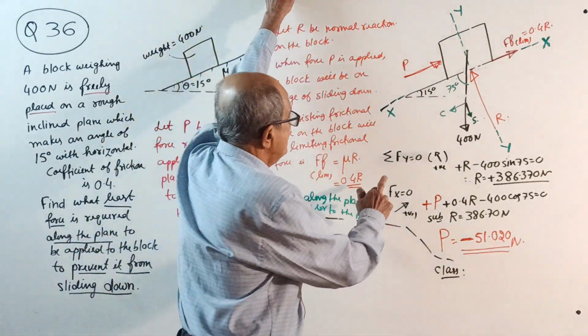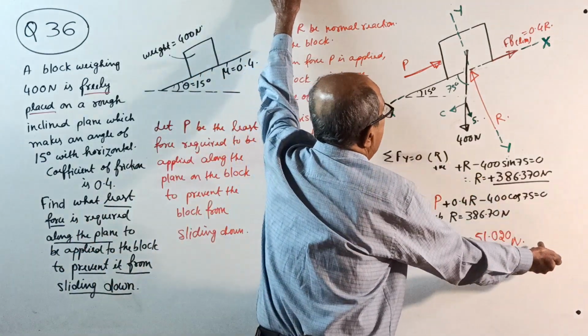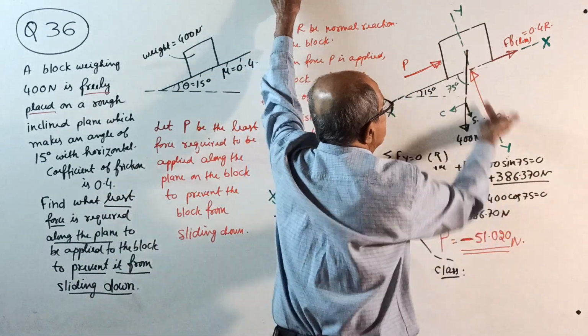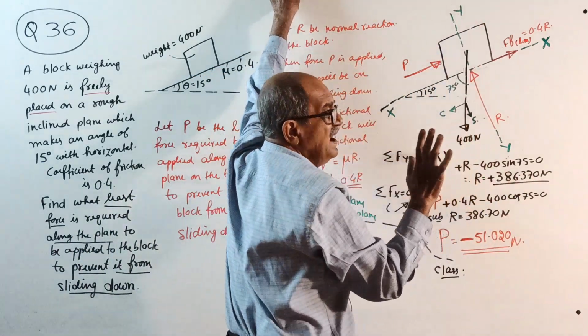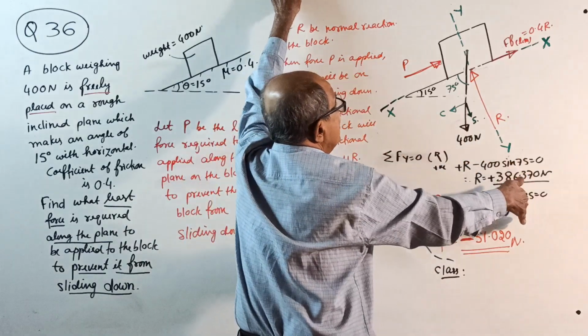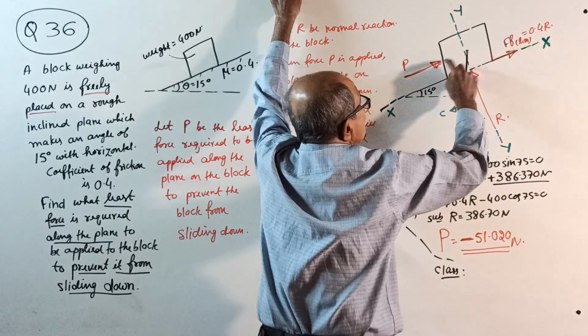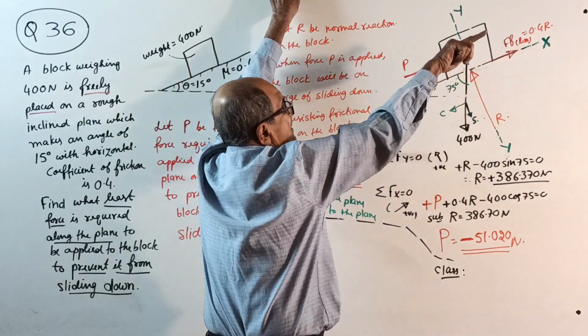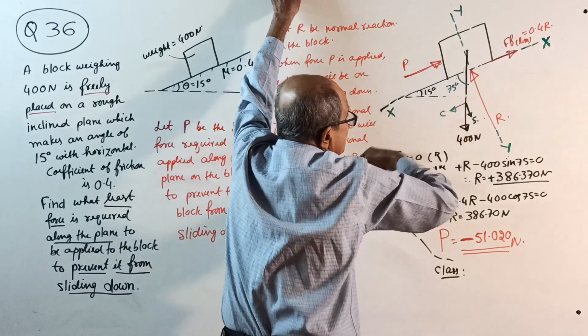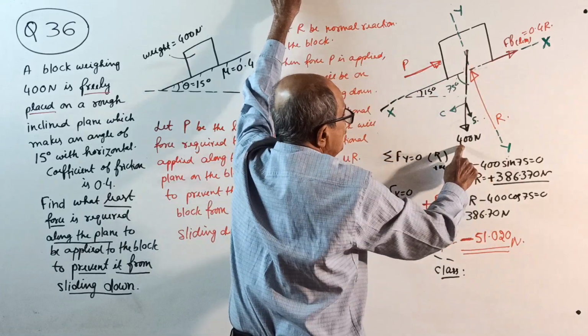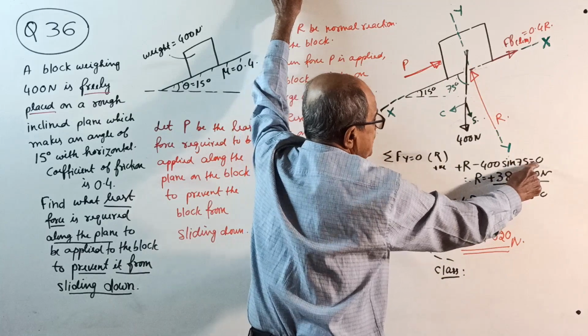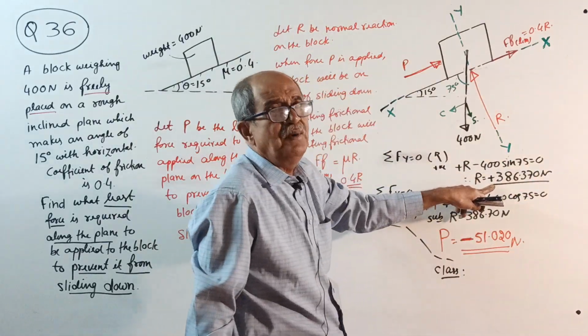Okay, start. Sigma Fy equal to 0, upward positive. Plus R, this all I explained. Directly plus R. These two will not be there because these two are directly along the XX. Then minus 400 sin 75 equal to 0, you will get the value of R.